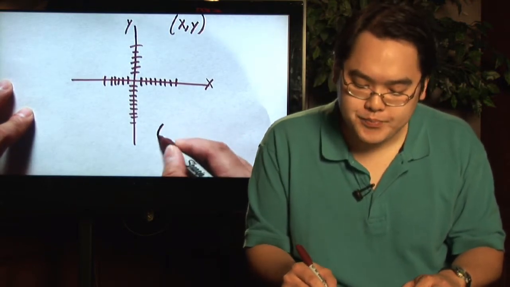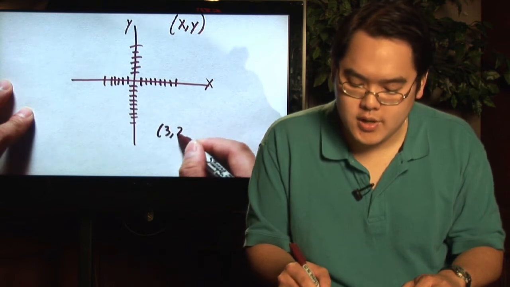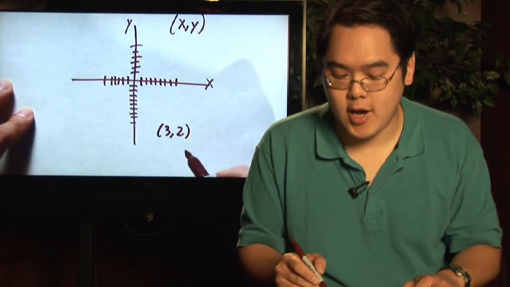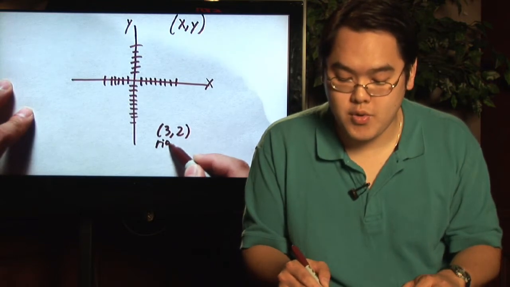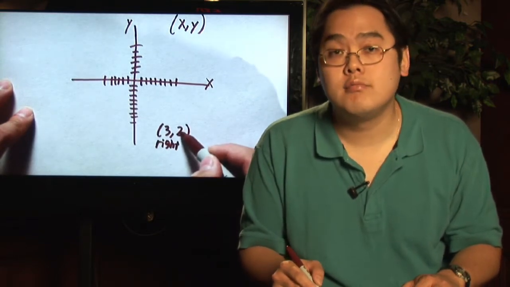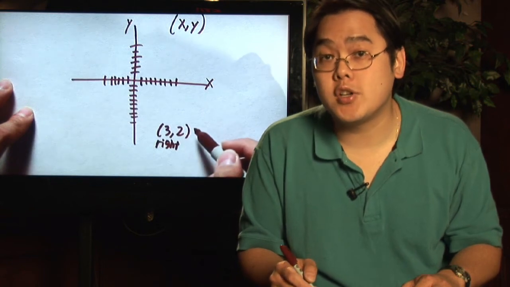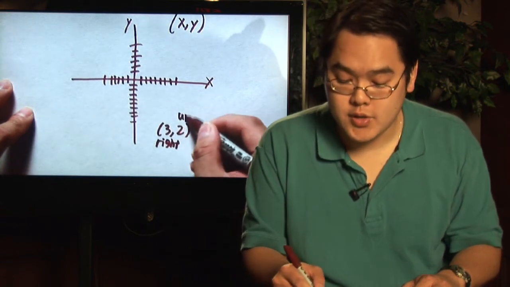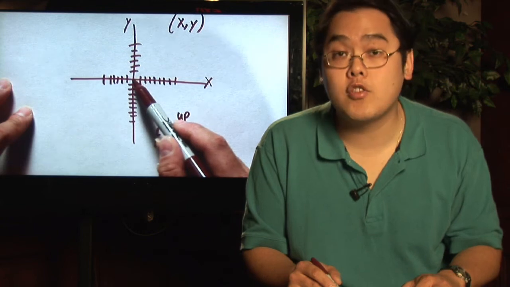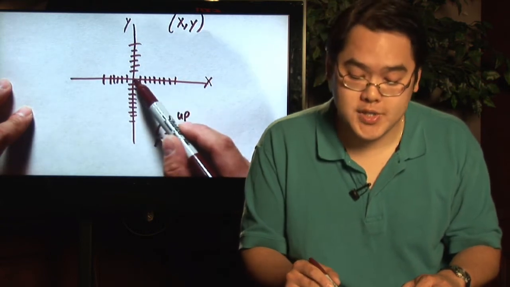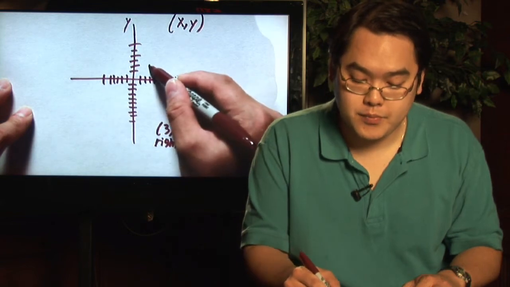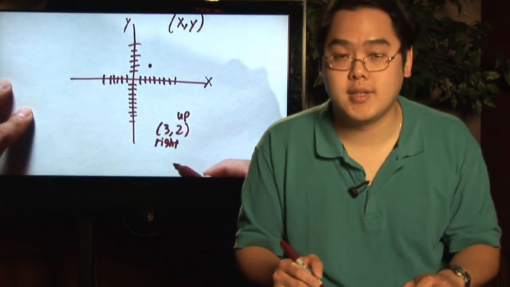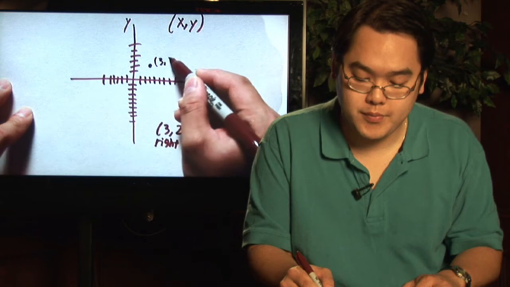Suppose you have 3, 2. Now, the 3 represents your x, so that means you go right 3. The 2, being the y coordinate, because it's also positive, it tells you to go up. So to graph 3, 2, you always start from the center when you graph points. So from the center, you go right 3, and you go up 2, and then you label a point. Let's call that 3, 2.